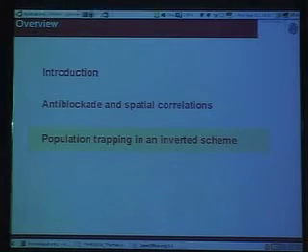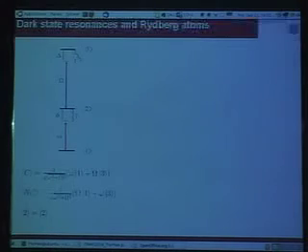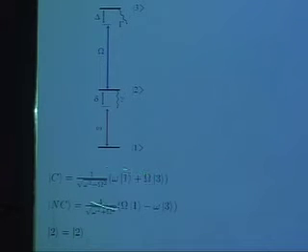which is about population trapping in a so-called inverted scheme. So the level scheme we usually talk about looks like this, again. If you set these detunings to zero, you can write down a new set of eigenstates, which look like this. This is the so-called coupling and the non-coupling state. And if you let the system evolve in time, then after some time, population will be trapped in this non-coupling state because it doesn't couple to any of the other states.